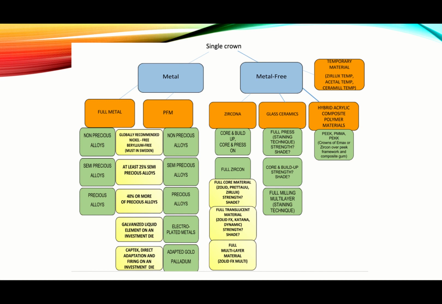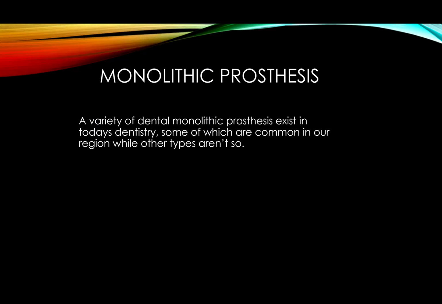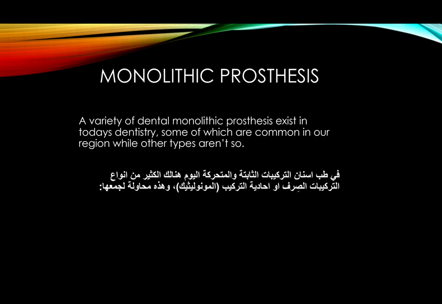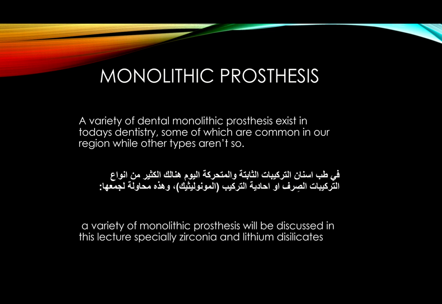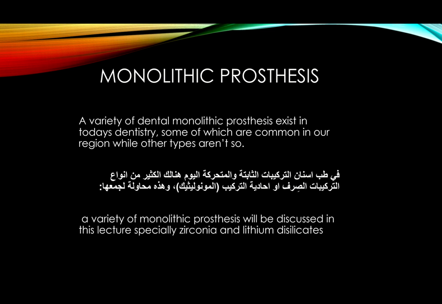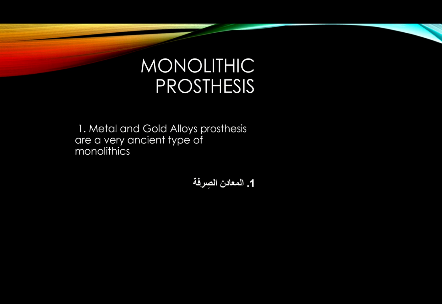And then there's hybrid acrylic composite polymer materials, there's temporary materials and all kinds of stuff. For temporary materials, usually it's monolithic, but you can add to it anyways. Anyway, I wanted to share that with you so we can start talking about monolithics. There's a variety of dental monolithic prostheses in today's dentistry. A variety of monolithic prostheses will be discussed in this lecture, especially, like we said, zirconia and lithium disilicate, which we will discuss in detail. Before that, we will just talk about a couple of other monolithics.